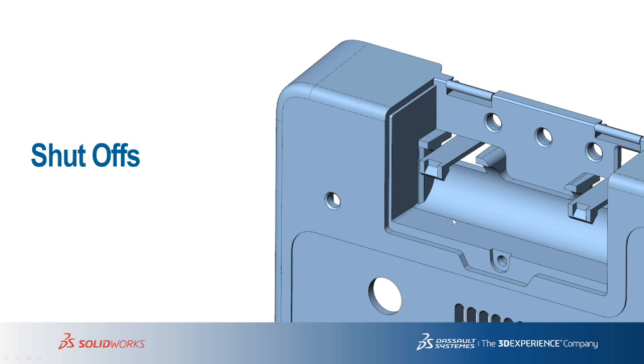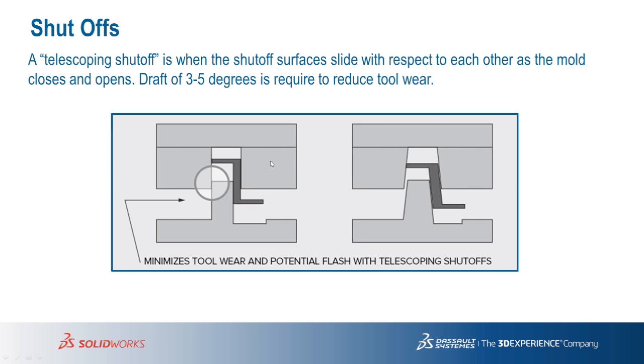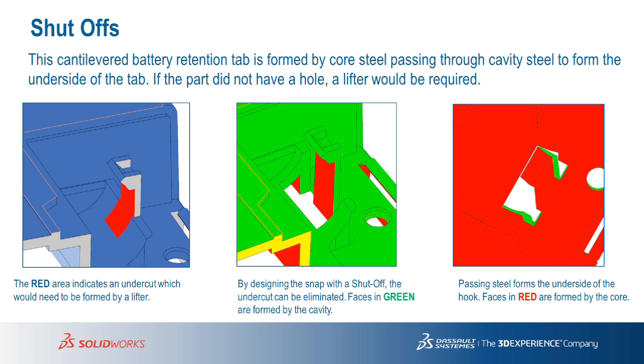I want to quickly touch on two strategies for verifying shutoffs. So these little battery retention hooks here are formed by passing steel from the core and the cavity. We all know what shutoffs are, 3 to 5 degrees of draft to minimize the tool wear. Nice little graphic I swiped from the internet.